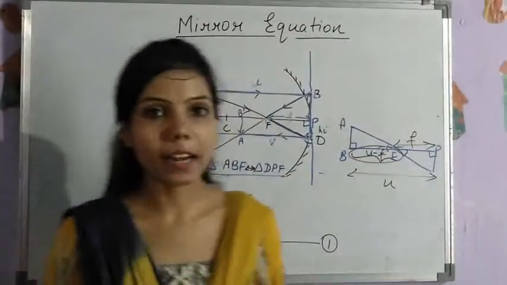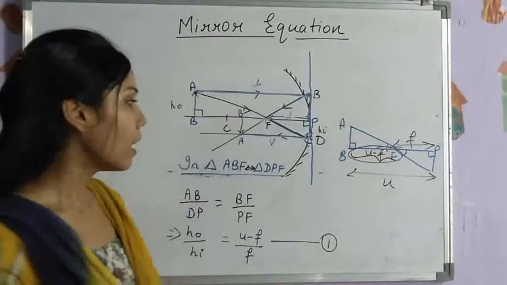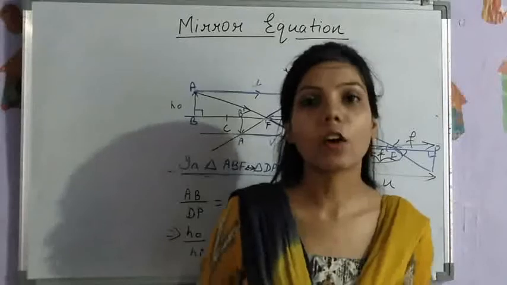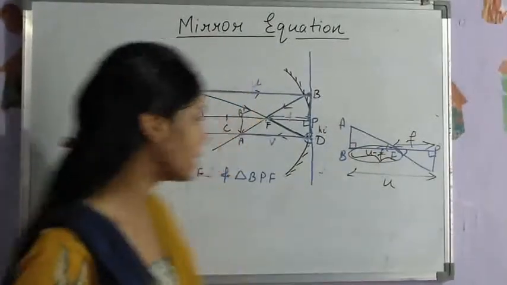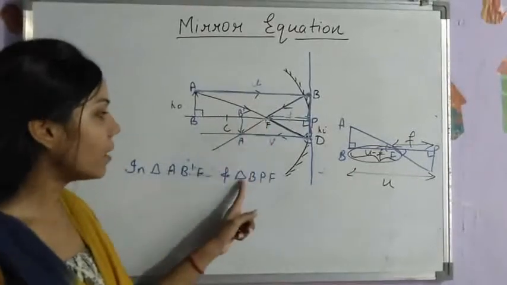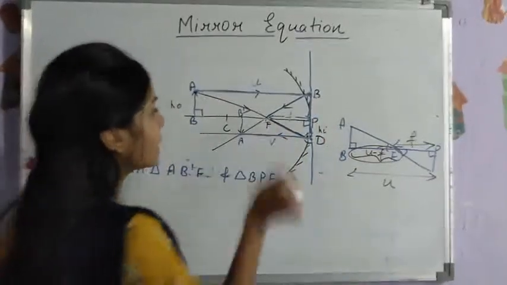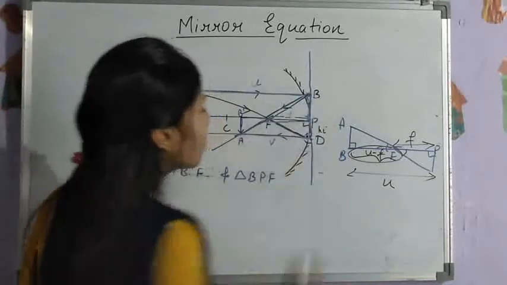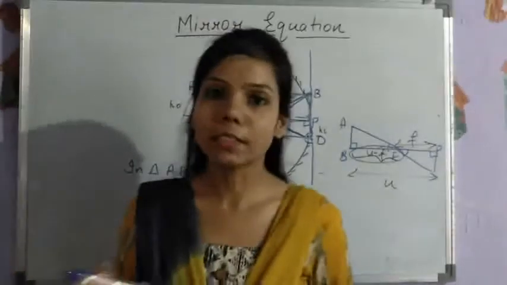This is not the relation that we are actually going to derive. Here we have to find out the other triangle also, and we have to prove the similarity of those two triangles in order to find out the relation. Let us look into another set of triangles, that is triangle AB'F and triangle BPF. These are the triangles that we are taking into consideration, and we will prove that these two triangles are also similar by AAA test of similarity.